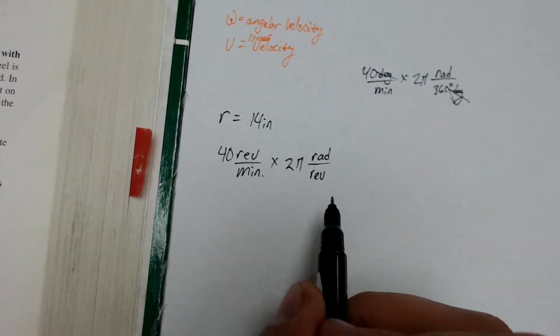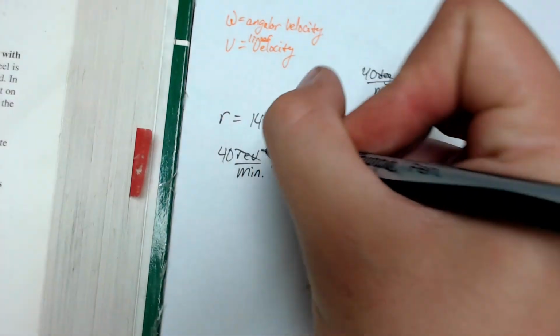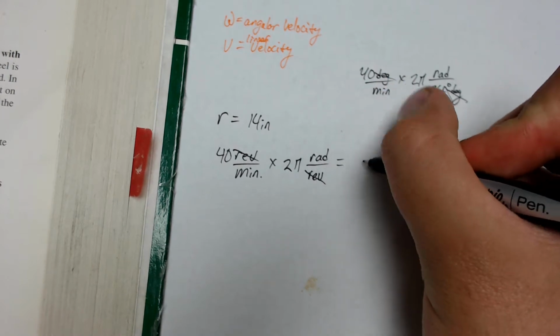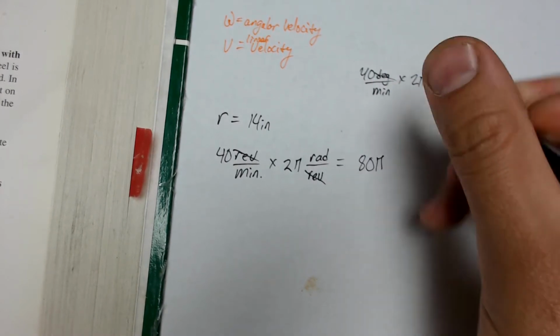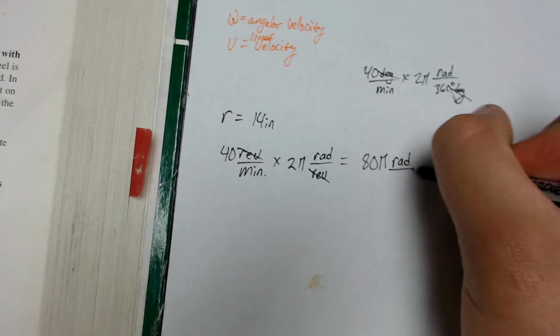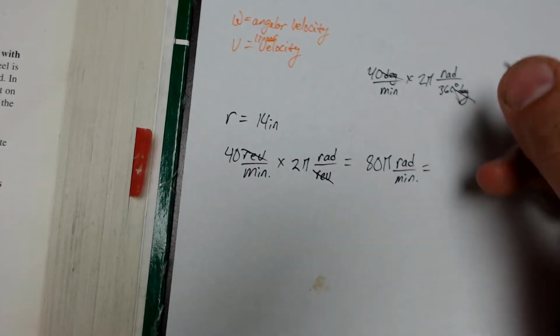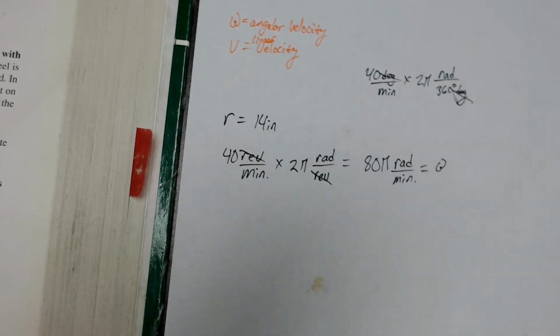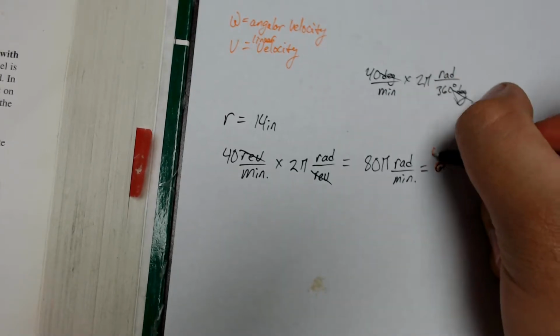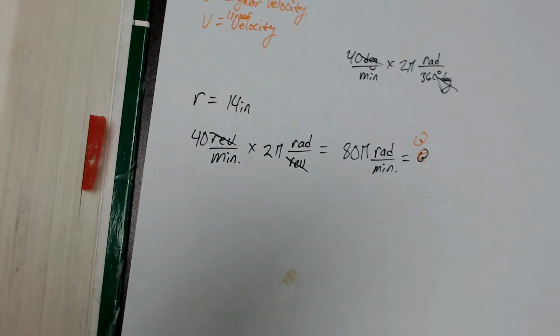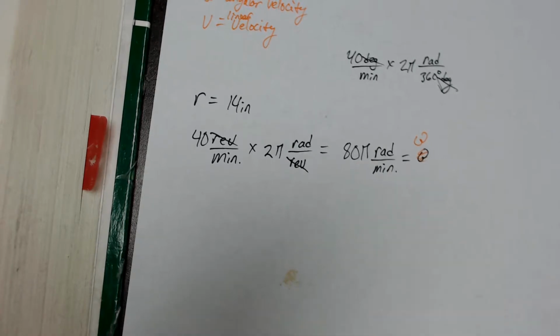Now here, 1 revolution is equal to 2 pi radians. So we cancel the revolutions, and what we end up getting is 40 times 2 pi, which gives us 80 pi radians per minute. And that is going to be our angular velocity, or our omega. I'll get better at writing those W's eventually. It's just an italicized W. No, that one's ugly. Hold on. There we go. That's a little better. Okay, so that's our omega for this problem.